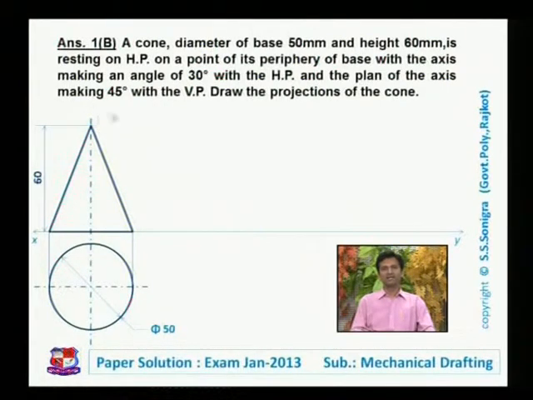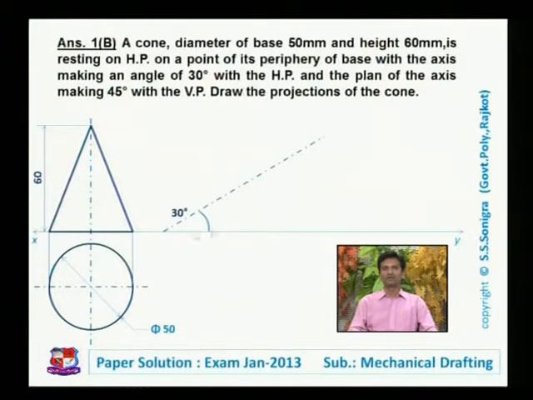Now it is given that it is resting on periphery of its base such that the axis makes an angle of 30 degree with HP. The angle with horizontal plane is visible in front view. Hence, we have to redraw this front view in such a way that this axis makes an angle of 30 degree with XY line. In this condition, this axis makes an angle of 90 degree with XY line. Means this solid makes an angle of 90 degree, this axis makes an angle of 90 degree with horizontal plane. So we have to tilt this axis at an angle of 30 degree.